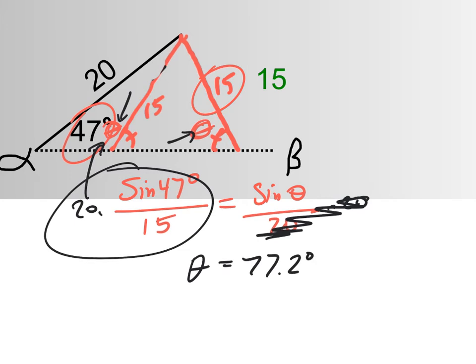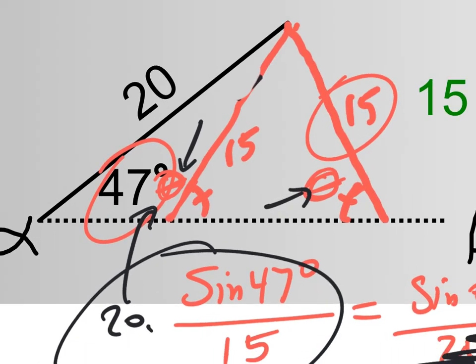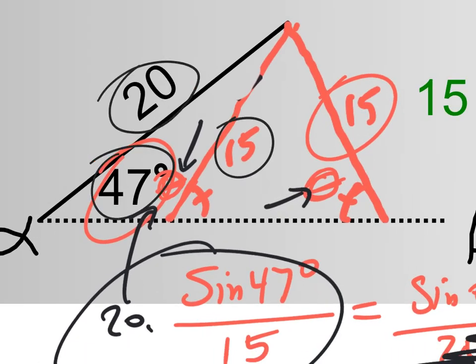Anybody verify 77.2 degrees? Now, do you look at this triangle and go, wait a minute, that can't be 77 because it's bigger than 90. So you can't tell which way this triangle was drawn. All you knew was this was 20 and this was 47 and the third side was 15, and you couldn't tell which way it went. So apparently it actually went this way. And so we found that angle first, and it was 77 point what?